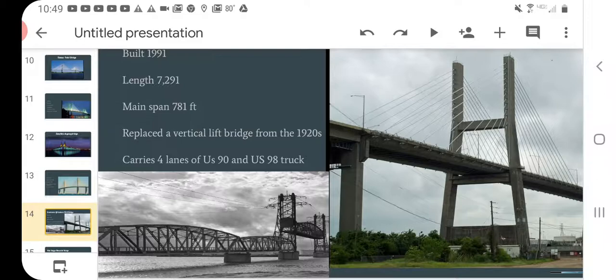Because the US 98 goes through a tunnel in downtown Mobile, which is too low for trucks. I'm talking about not like pickup trucks, like the big trucks.